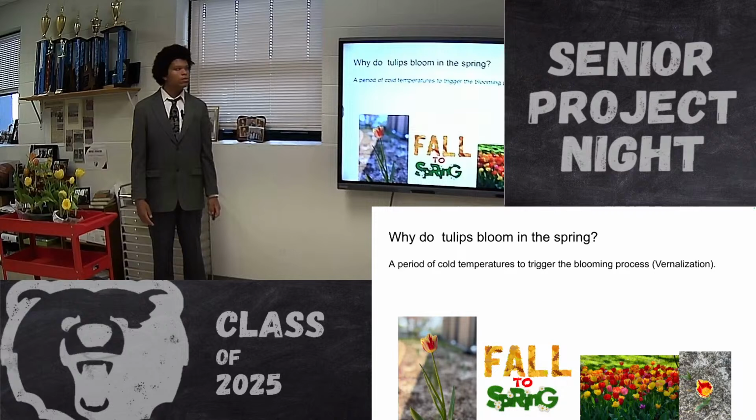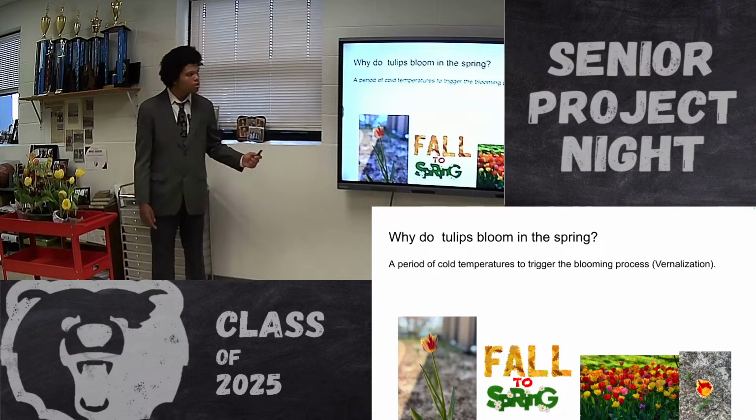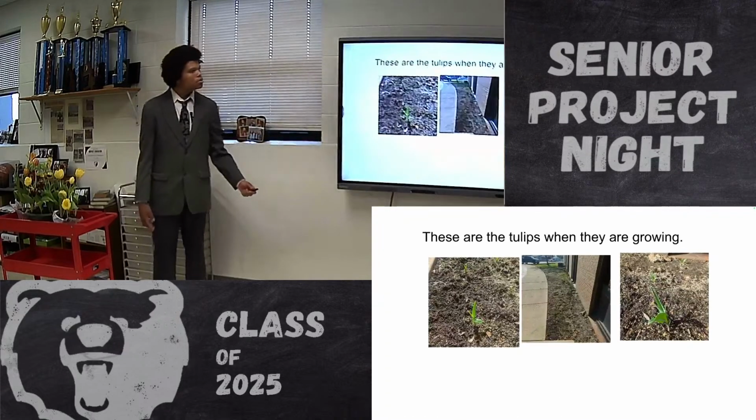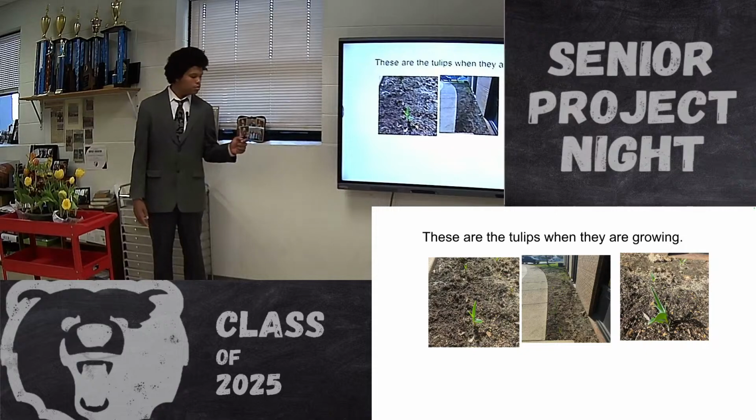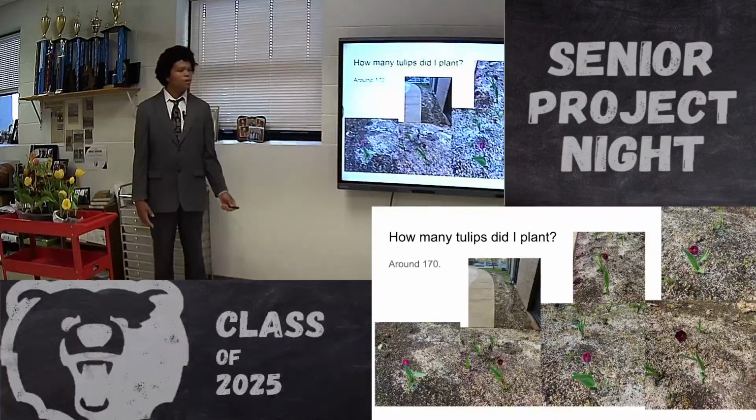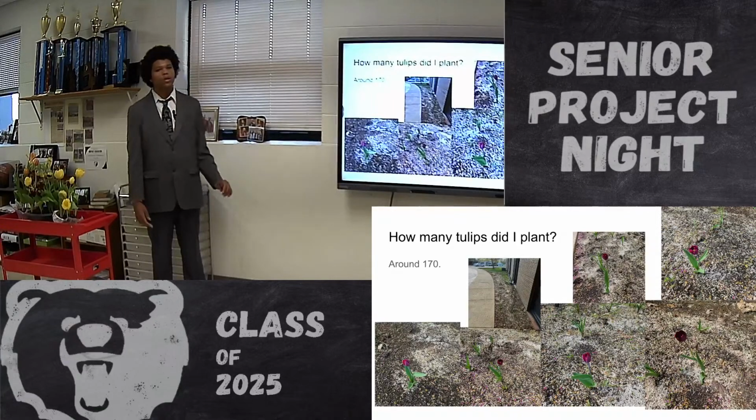Why do tulips bloom in the spring? A period of cold temperature triggers the blooming process. These are the tulips when they're growing. How many tulip plants did I plant? I planted around 170.